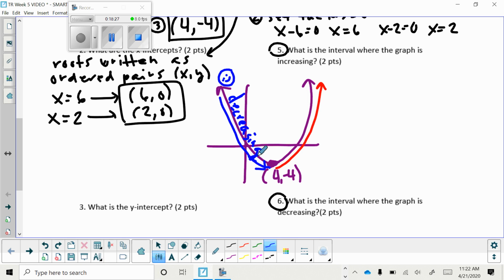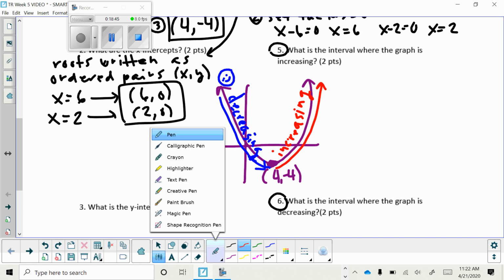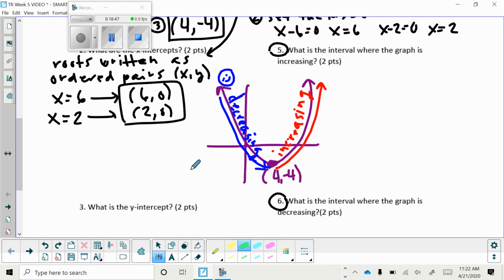So here that vertical change is going down. But as soon as you get to the vertex, it starts going up again. The y values do. This is the part of the graph where it's increasing. So that's fine. But it's asking me for the interval where that's happening. That word interval means x values. So what x values make the y values increase?